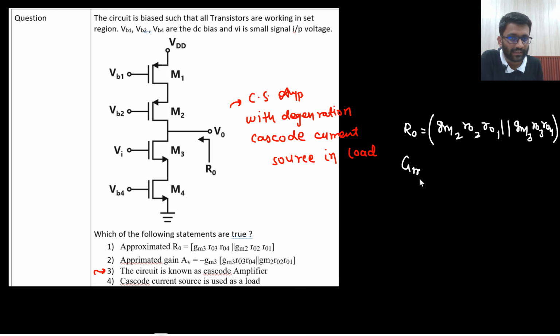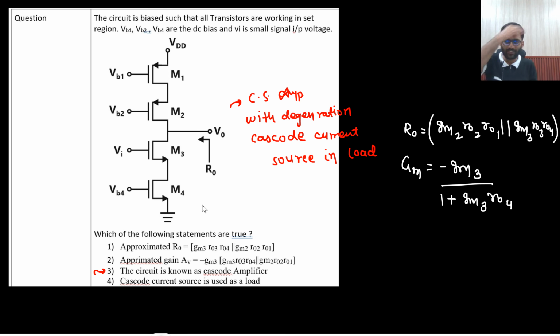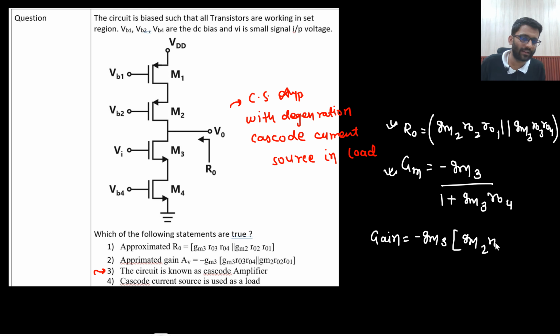What will be its transconductance, capital Gm? Will that be equal to minus gm3? No, that would be equal to minus gm3 upon 1 plus gm3 RS. What is that RS? RS is ro4, because this is DC bias, this will be gone. So minus gm3 upon 1 plus gm3 ro4. This is how the Gm would be replaced. This is your Ro. So what will be the gain? Gain will be minus Gm times this resistance. This is the approximated gain.